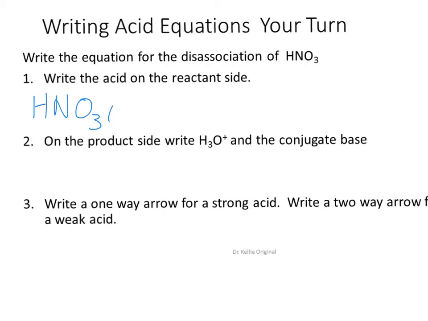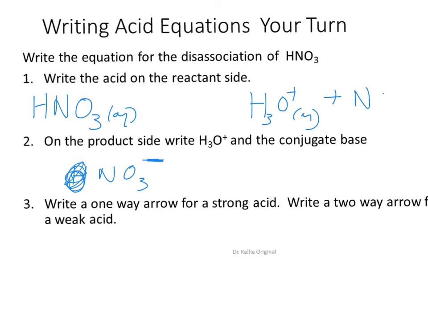Should always be in the aqueous phase. Then, on the reactant side, write the hydronium ion. Then write the conjugate base. Remember, you always figure out the conjugate base by taking your acid, removing the hydrogen, adding a negative sign. So when you remove the hydrogen, you're left with the nitrate ion.